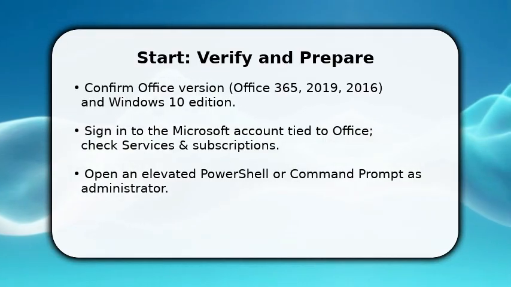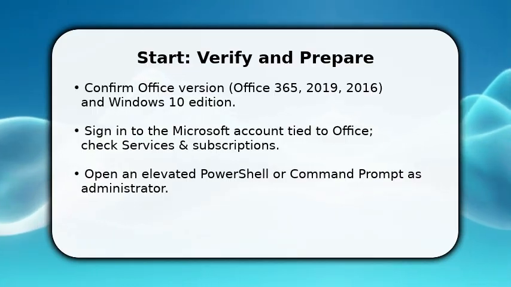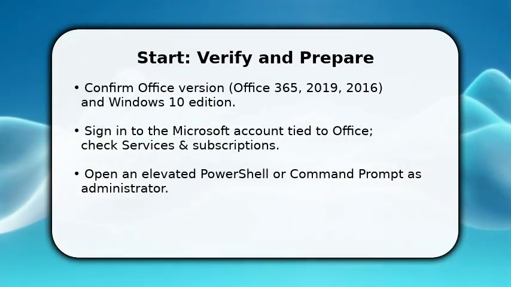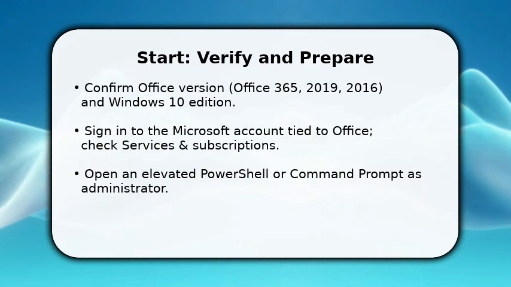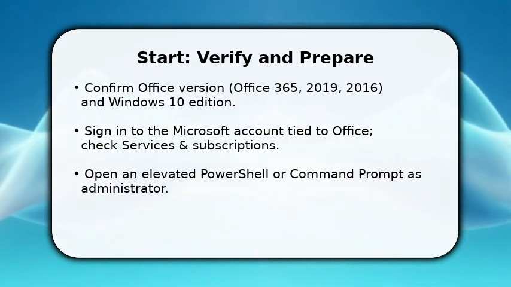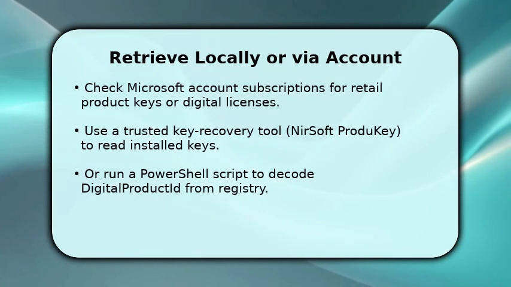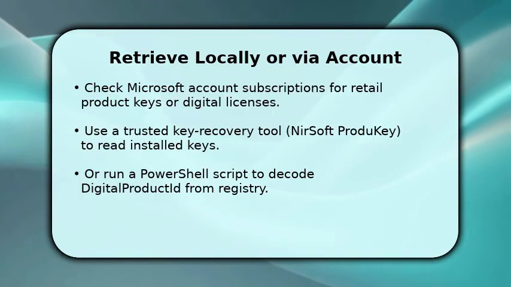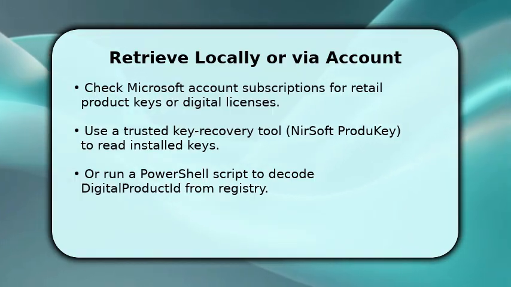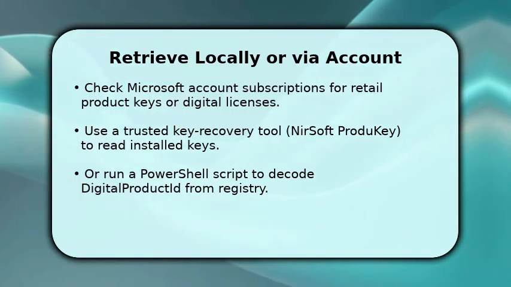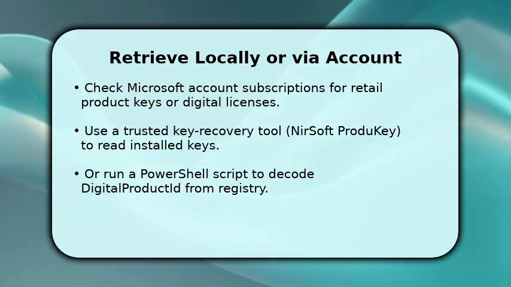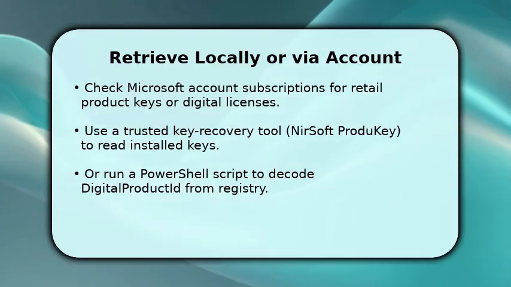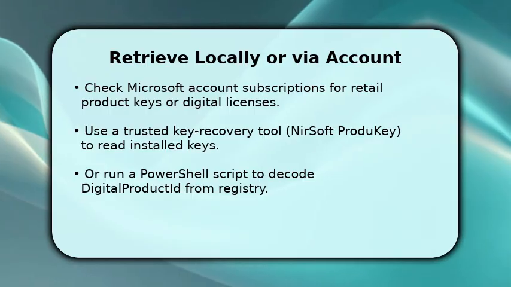Now proceed to local retrieval methods or account-based recovery. The next steps explain both quick account checks and local decoding options you can run immediately. If the Microsoft account didn't show a key, use local retrieval. First, try a reputable tool like NirSoft ProduKey. Run it as administrator and export the found Office keys. This reads installed product identifiers quickly.